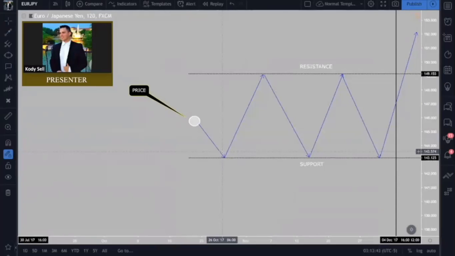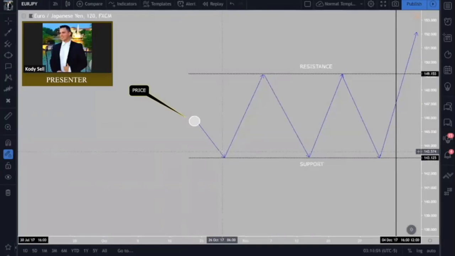So if you can understand this conceptually, it's going to help you tremendously on your trading journey to understand that at any given time in the financial market, no matter what pair you have pulled up, no matter what day it is, what time frame it is, what you're doing, price is moving between some kind of support or resistance.